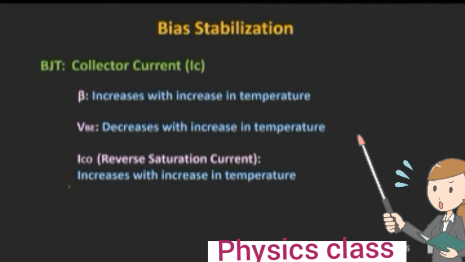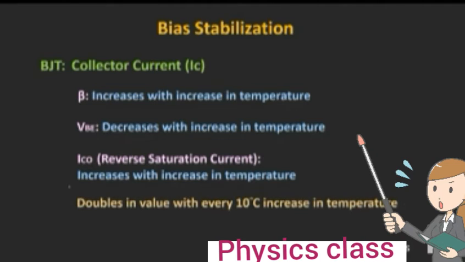Similarly, with the increase in temperature, the voltage between the base-emitter junction will reduce, and the reverse saturation current also increases with the rise in temperature. In fact, the reverse saturation current almost doubles in value with every 10-degree rise in temperature. So due to the change in all these parameters, the collector current IC also changes.